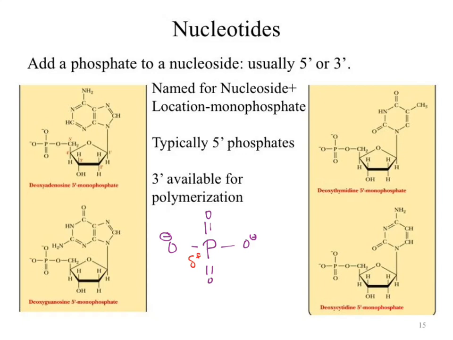It's very partially positive, which means the phosphorus acts as an electrophile. What acts as our nucleophile? We're going to need another oxygen to share electrons with it to form that bond. And what we'll end up eliminating in the process is one of those oxygens with two hydrogens, H2O. We end up losing water in the formation of that bond.